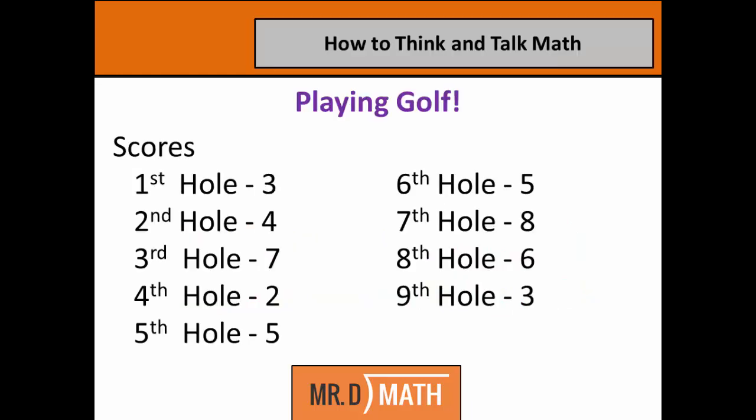Let's say that I went out and I was playing putt-putt golf, and here's my scores. On the first hole I got a 3, and then I got a 4, and a 7, and a 2, and a 5, and a 5, and an 8, and a 6, and a 3 on the first 9 holes, and I want to know what my score is. Well, how would you add this up? Well, most people would say, well, just add it up. 3 plus 4 plus 7 plus 2 plus 5 plus 5 plus 8 plus 6 plus 3.